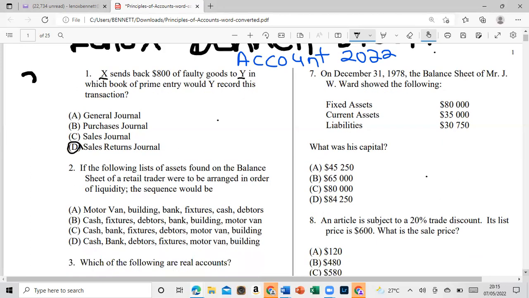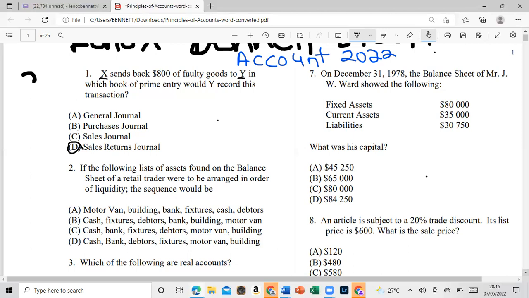It says, if the following list of assets found on the balance sheet of a retail trader were to be arranged in order of liquidity, the sequence would be... Now guys, the first thing I want you to think about: liquidity is how fast you can turn it into cash. So is it motor van, building, bank, fixtures, cash, debtors? No, that wouldn't be it, because it will take you a very long time to sell a motor van. So let's look at B: cash, fixtures, debtors, bank, building, motor van. It's definitely not that. As I say, liquidity is how quick you can turn it into cash.